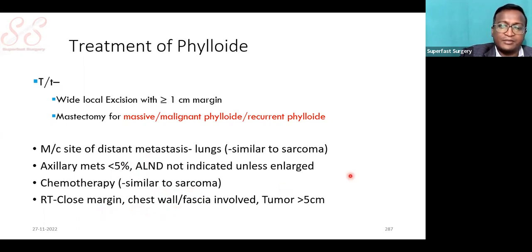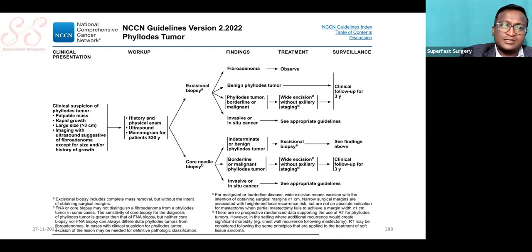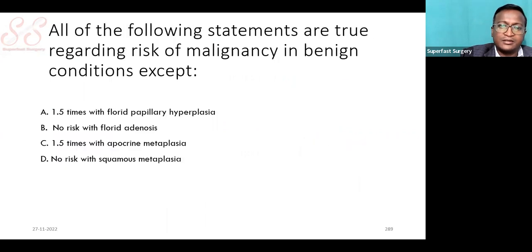And RT is given when the margin is close, when the chest wall fascia is involved and the tumor is more than 5 cm. The problem is that most general surgeons will just excise the phyllodes and do not care for margin. So once the margin is positive, there is a high chance of recurrence. So in that case, RT will be given. So this is the NCCN guideline, basically the same thing in a flowchart form.